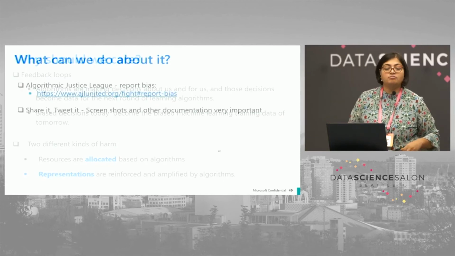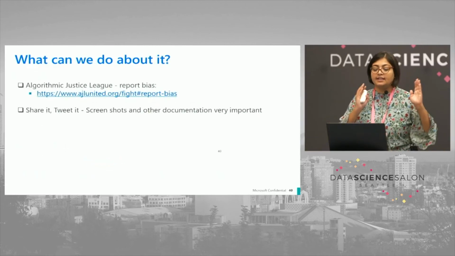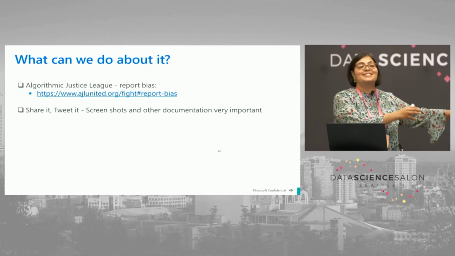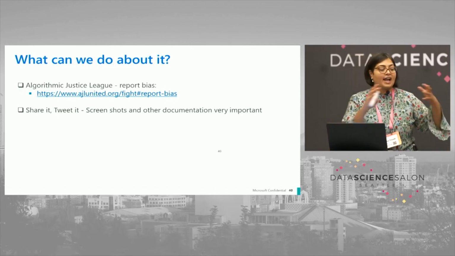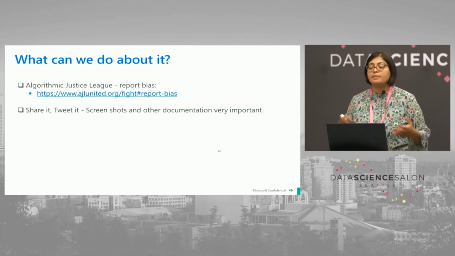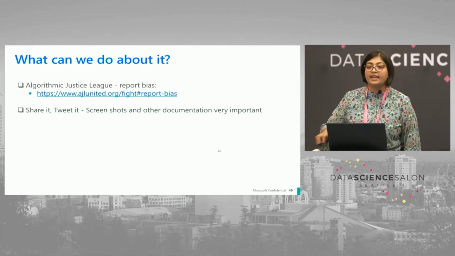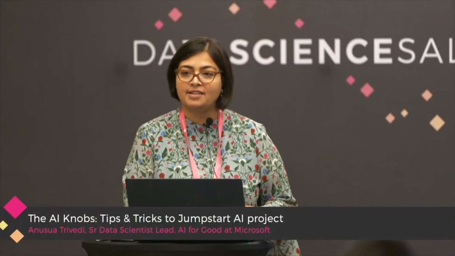What can we do about it? Report it. Whenever you see it, there is an Algorithmic Justice League where you can go and report bias. Share it, tweet it, actually give out everything so that companies are always looking out for it, and they are happy to get your feedback. So this is what we can do as a community to actually make sure there's no bias coming into our algorithms. And thank you. That's the end of my talk.